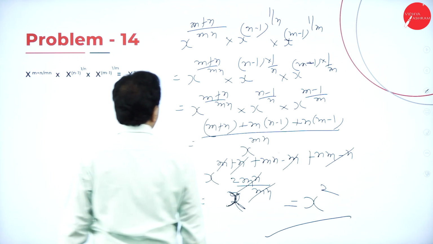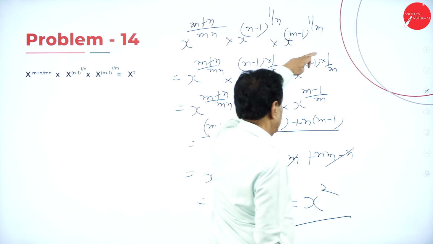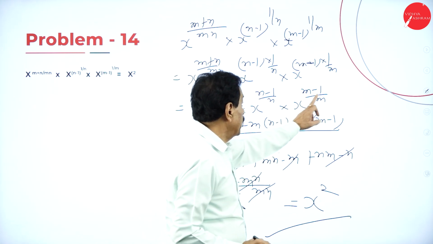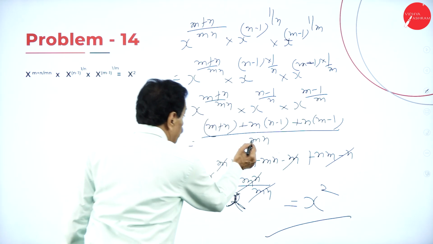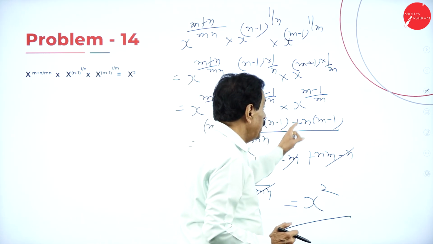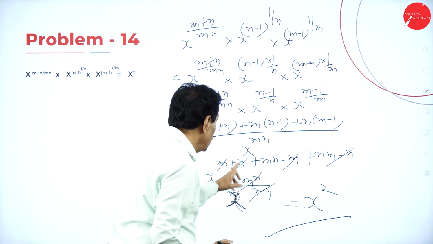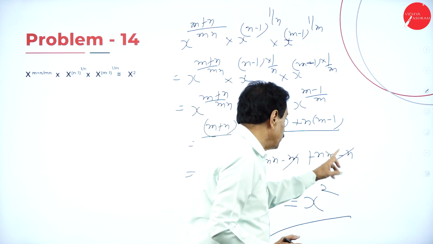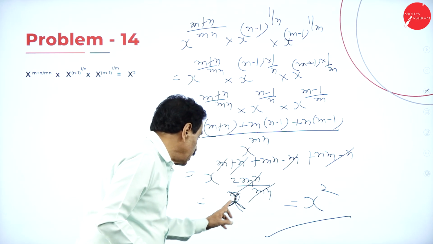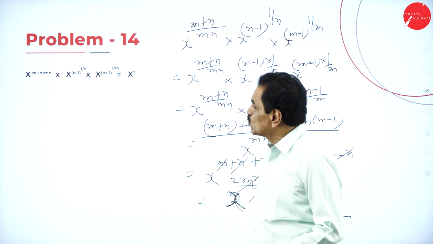So what I did in the simplification: x to the power of m plus n, n minus 1 divided by n, and m minus 1, 1 over m. Then m plus n divided by mn, n minus 1 divided by n, m minus 1 divided by m. Then I took mn as common. What is left over? m plus n, m into n minus 1, n into m minus 1 divided by mn, x to the power of mn, then x to the power of m plus n, mn minus m plus nm minus n. Here, mn cancelled out. So what is left over? 2mn divided by mn, x to the power of mn. What is left over? x square. Very simple simplification. Slowly you have to apply.